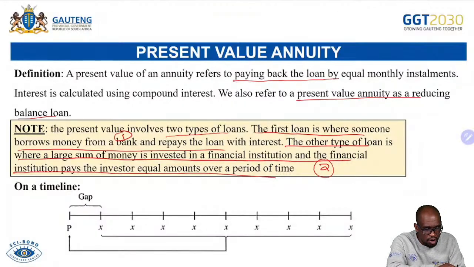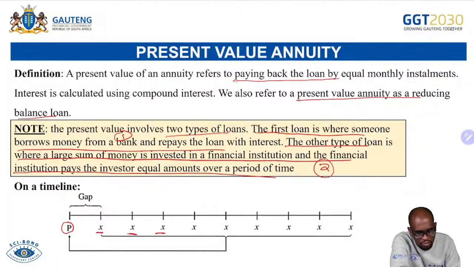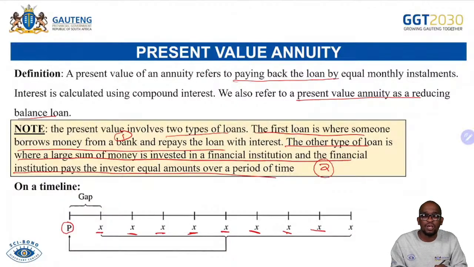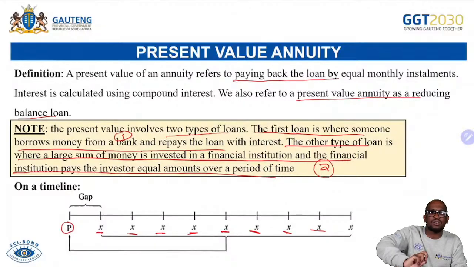Now, on the timeline, this is what we are having. The present value is here. Unlike the future value that is at the end, the present value is at the beginning. That's where you've borrowed the money, and from there you start to pay it back until you finish paying it. Which means that as you pay it back, the balance reduces.